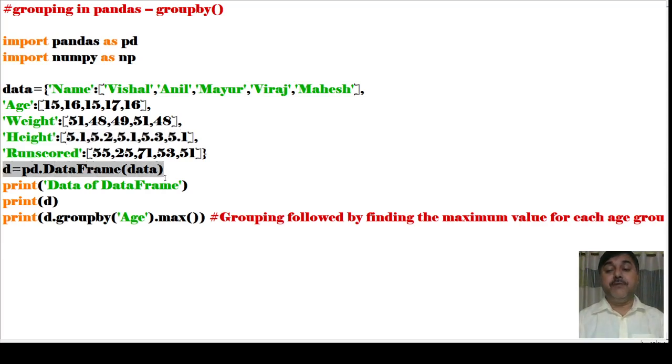Okay, PD data frame, then the data that has been given for it. Now what we find is that we print the data of the data frame. After that, I have printed that data frame. Then what I have done is df.groupby, here I have called a group by. Group by what? To group by the age, based on age the data should be grouped. And .max, that means what mathematical function I am calling here. Here I am calling the max function.